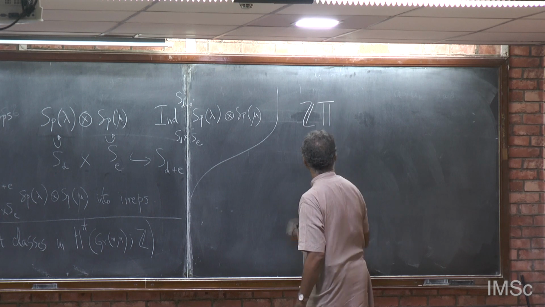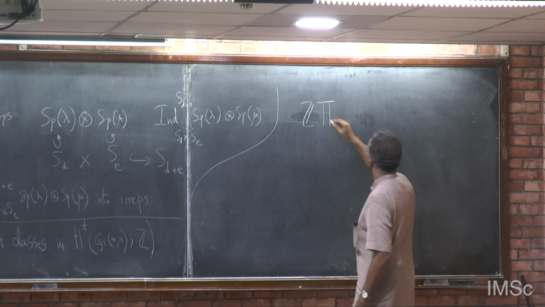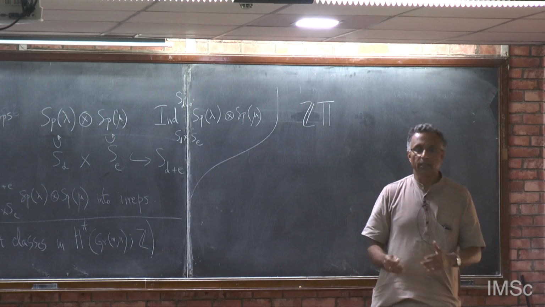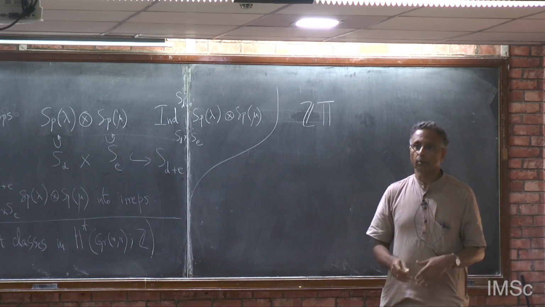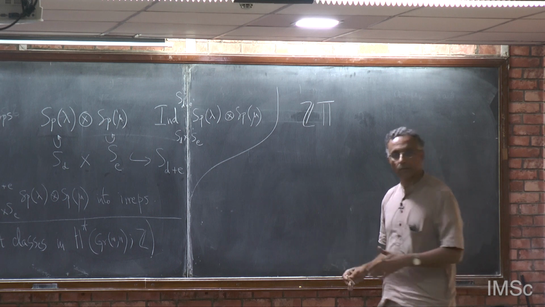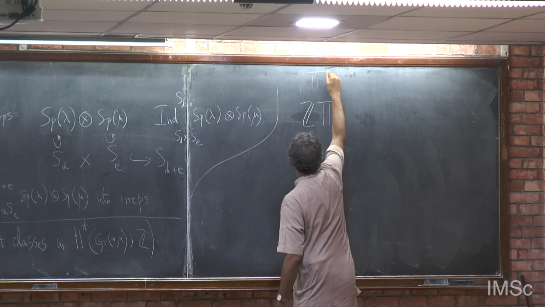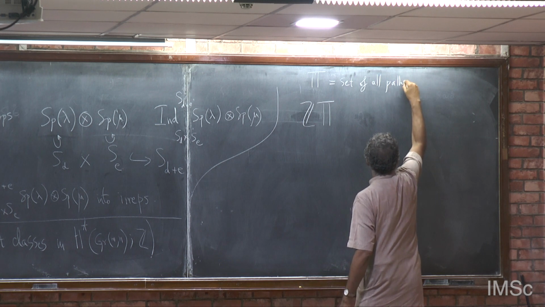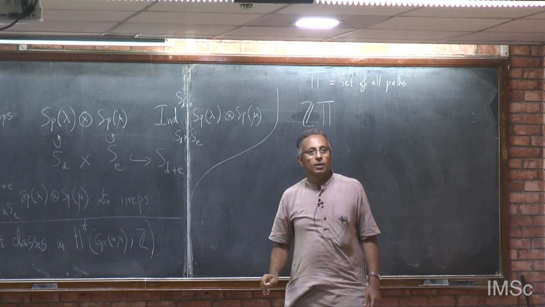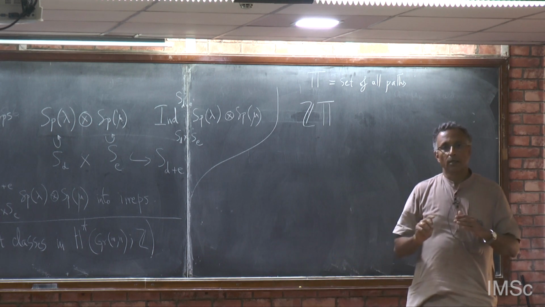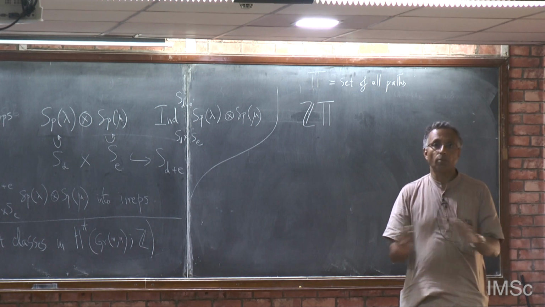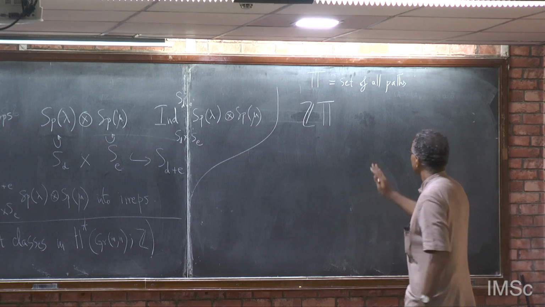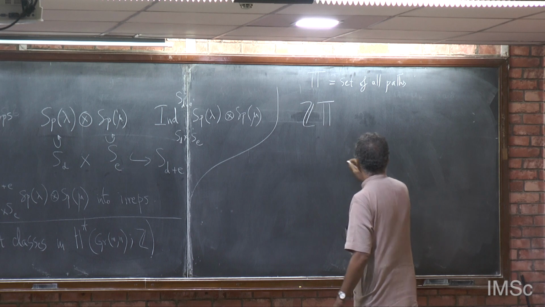Z pi. Okay, so recall what pi for us is. Again, we are now back to our usual notation. I have fixed G, a symmetrizable Kac-Moody algebra, and I am considering paths. So pi is the set of all paths, and this Z pi is the free Z module on all paths. Okay, it's a horribly big module.